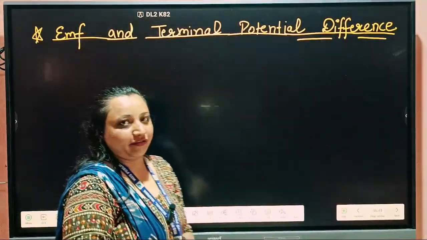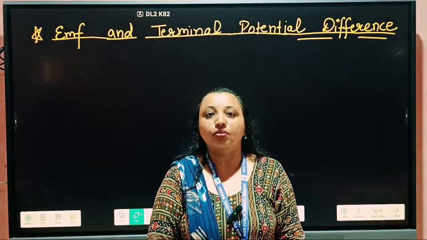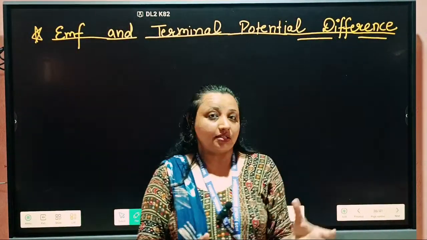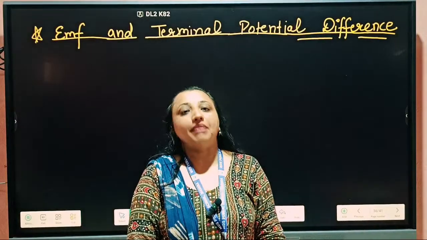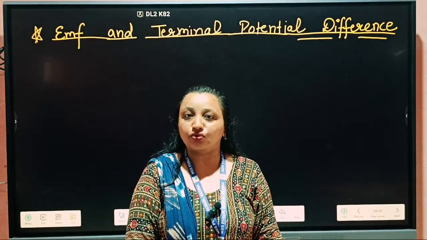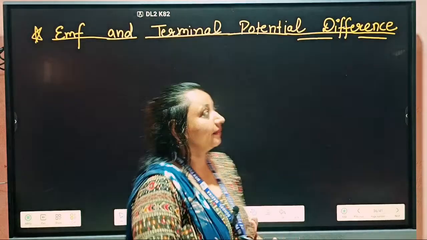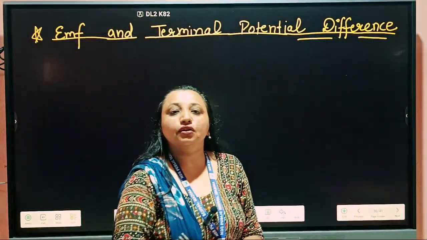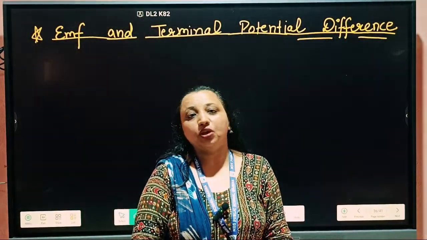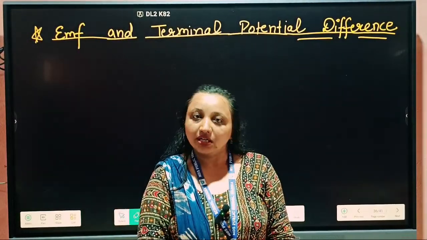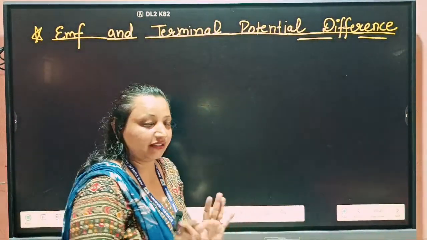So what is EMF? The full form of EMF is electromotive force. But as the name says, it is not a force. It is the maximum potential difference between the electrodes of a cell. And the terminal potential difference, we can call it simply the potential difference between any 2 points in the electric circuits. Both are the potential difference.